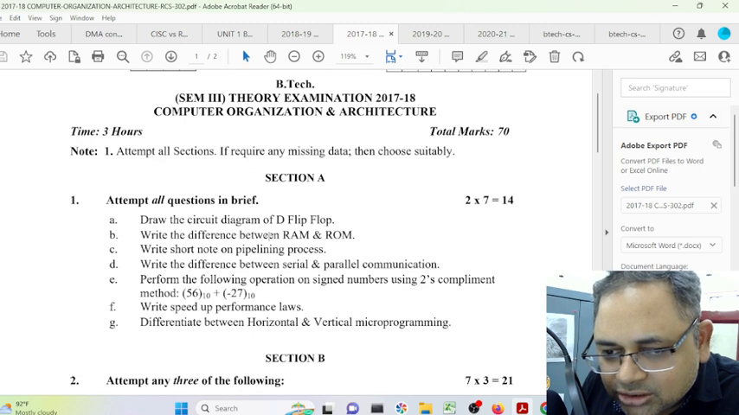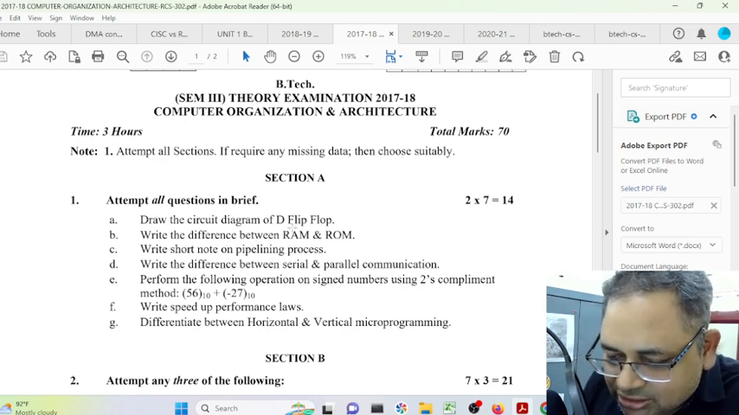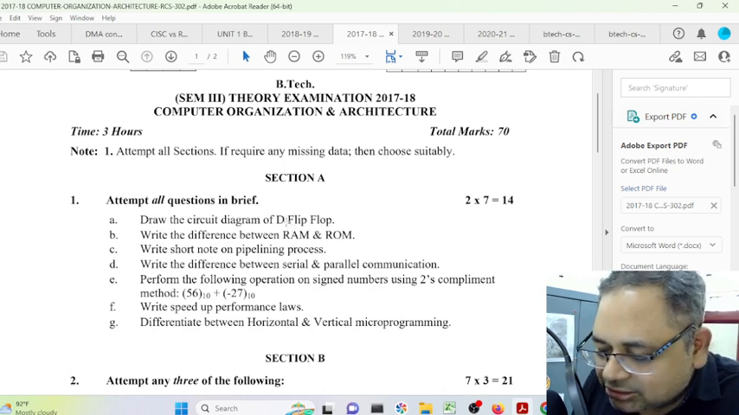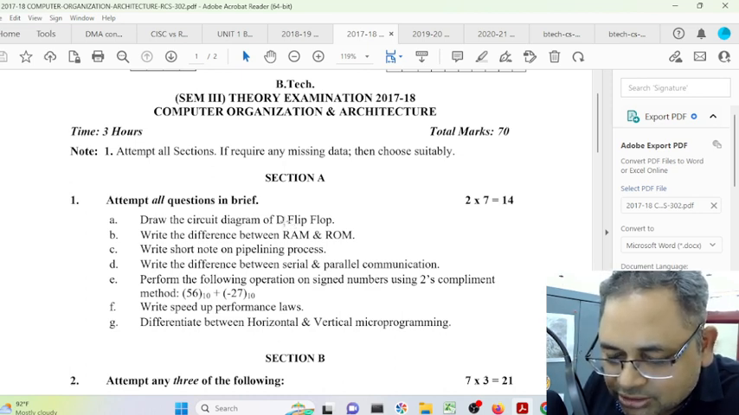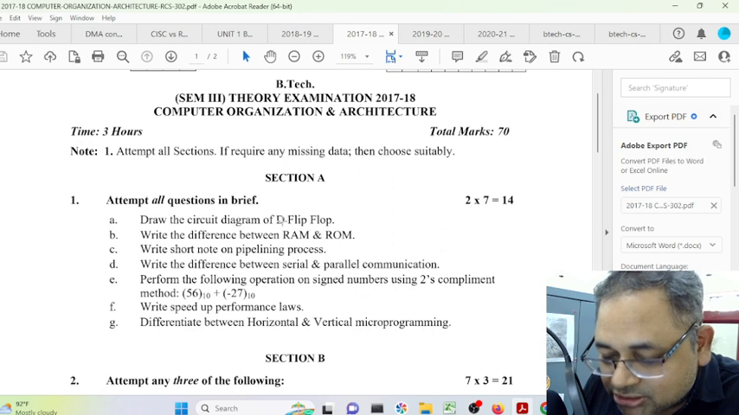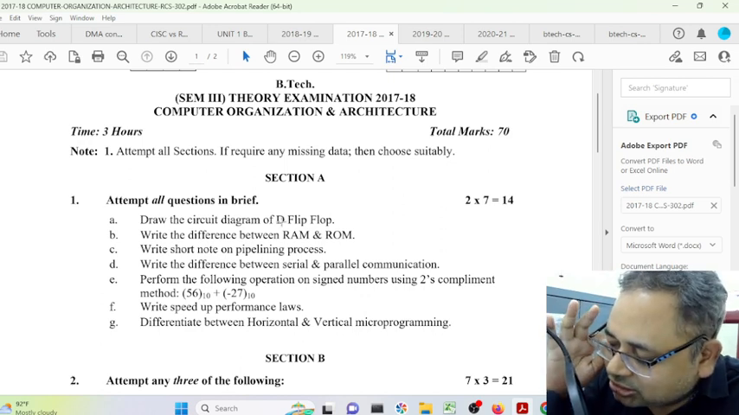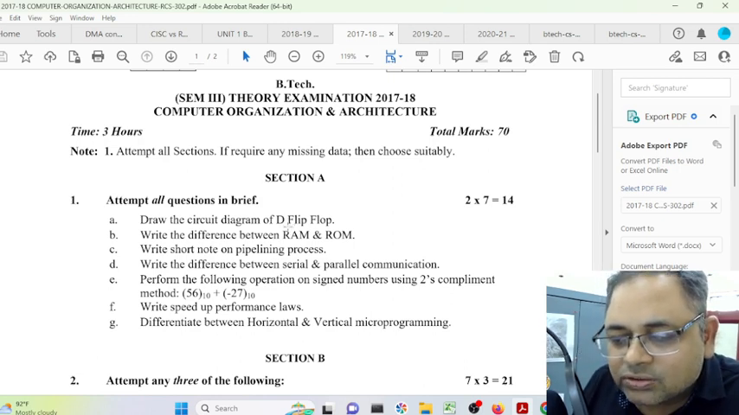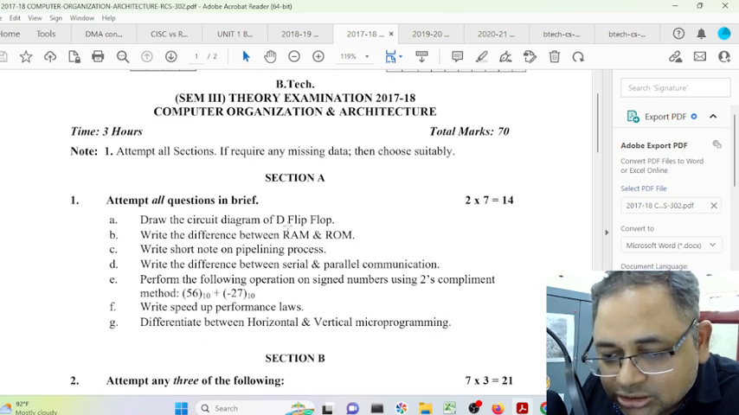Then that's a D flip-flop. As you have studied in the first year, flip-flops are not taught in the syllabus of the COA. Generally we don't study the D flip-flop. It's a circuitry. We study D flip-flop in the ECD of first semester or second semester. So basically it is a combinational logic circuit question.